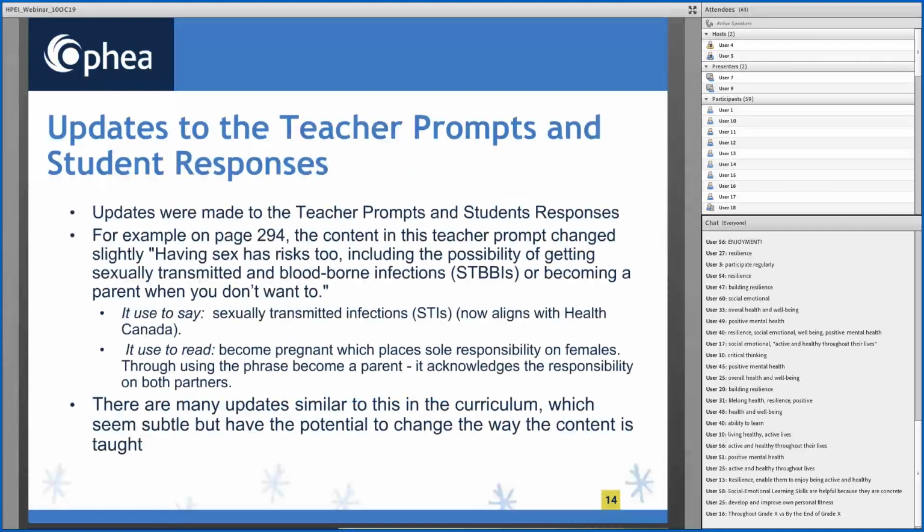As well, there were updates to teacher prompts and student responses as per the example that's on page 294. And you can see the example here on your screen.